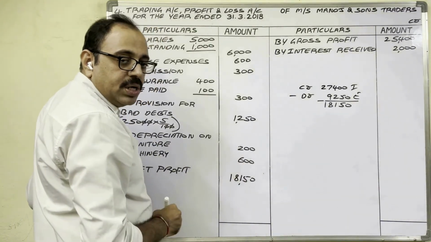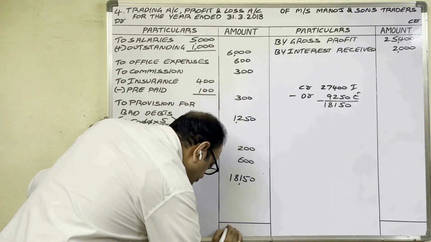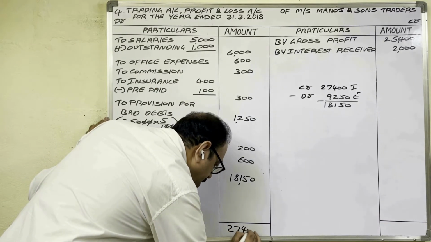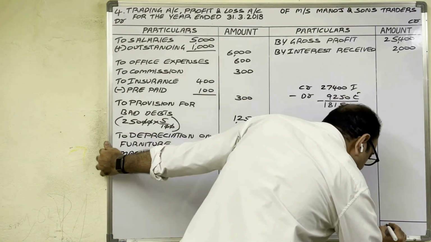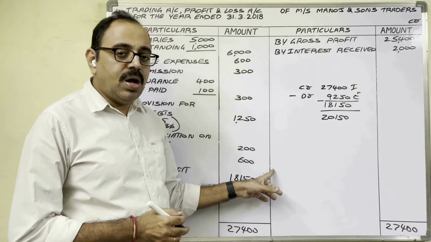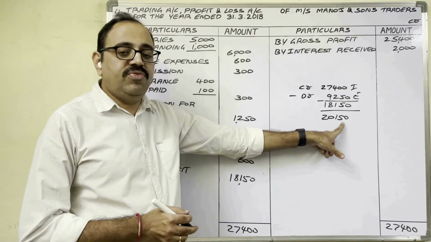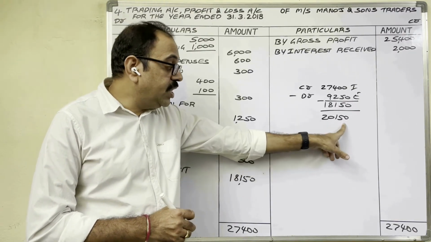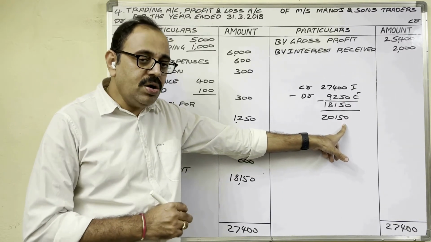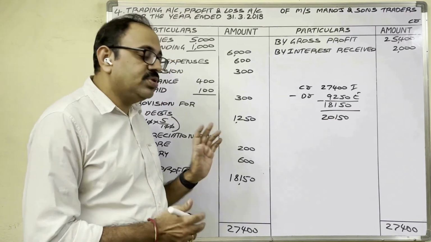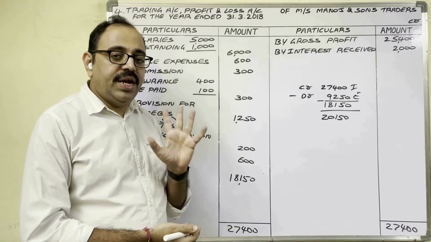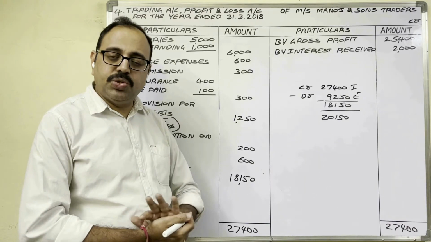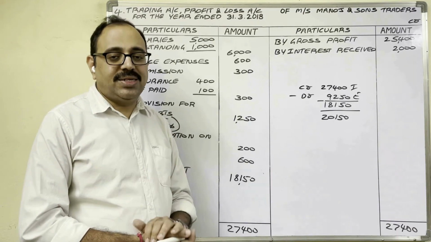Two sides put the totals. Highest total 27,400 rupees. Here also same. In the textbook, the answer is given as 20,150, which is not correct. Net profit is not 20,150. Textbook answer is wrong. Net profit is 18,150. So trading account and profit and loss account, these two are completed. Next, balance sheet.